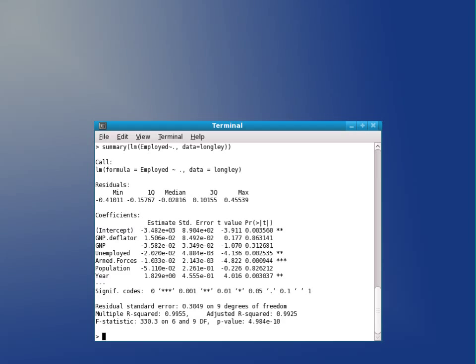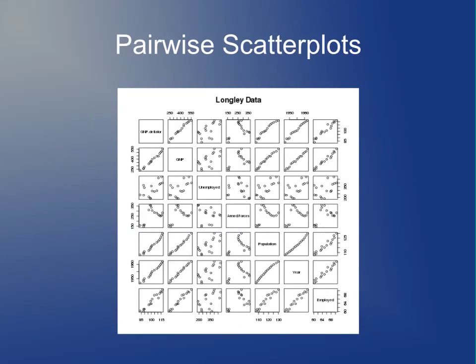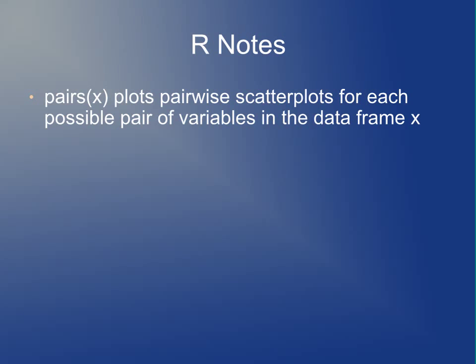Is the number of people in the armed forces really going to be a better predictor of how many people have jobs than GDP? If you look at the pairwise scatterplots of this data, you can start to see what's going on here: almost every one of these variables is very strongly correlated with the others. In fact, some, like year and population, for instance, or GNP and GNP deflator, are almost perfectly linear. Quick little R note, to produce a plot like I just produced, you can use the pairs command in R. It'll plot pairwise scatterplots for each possible pair of variables.